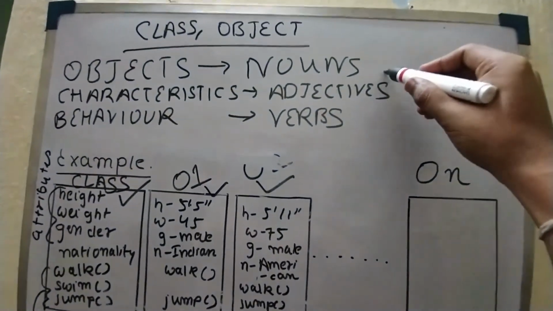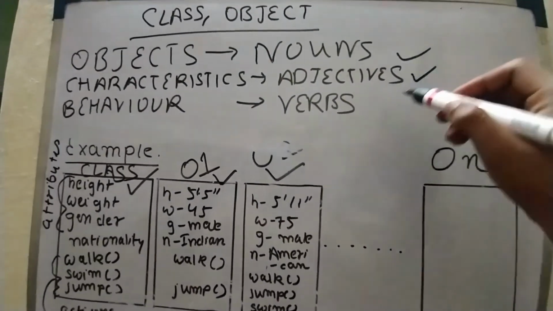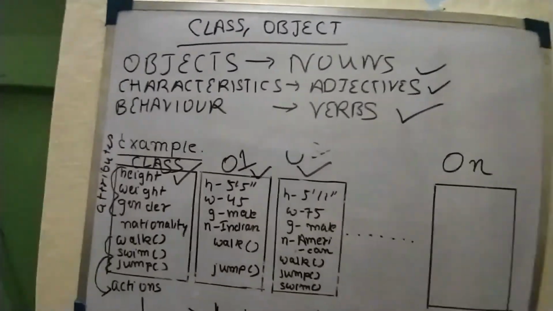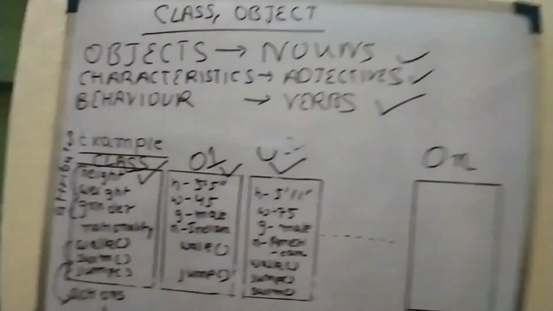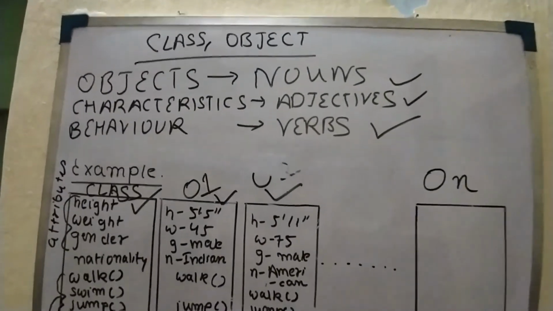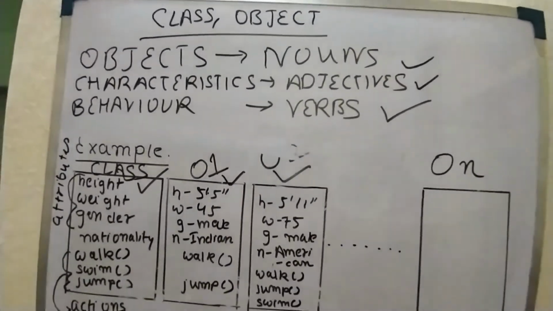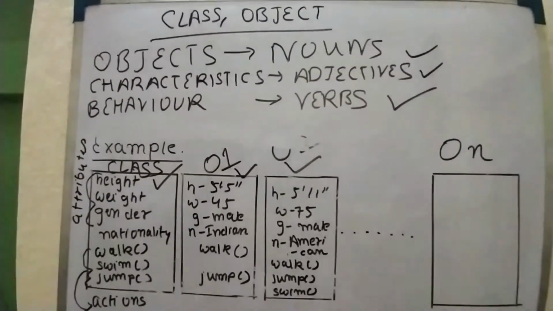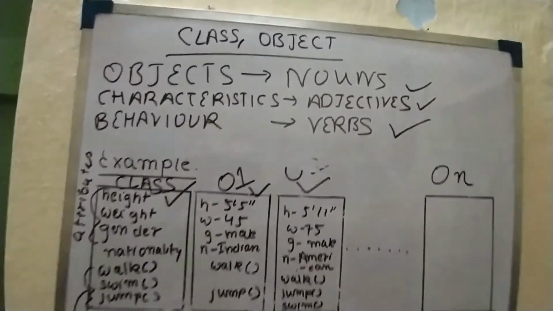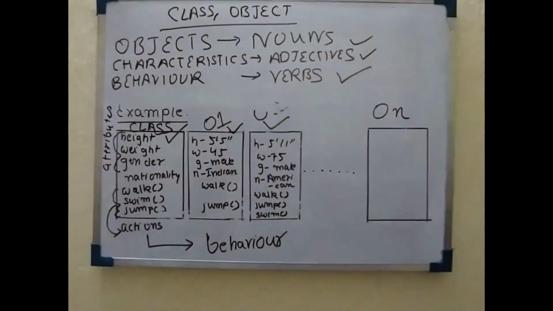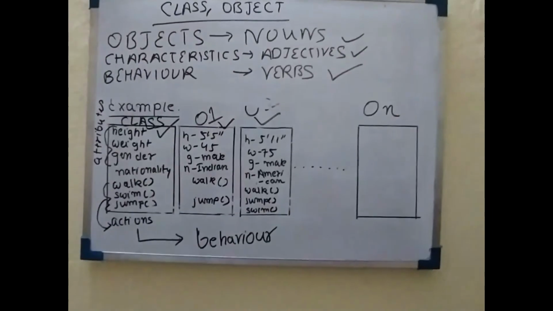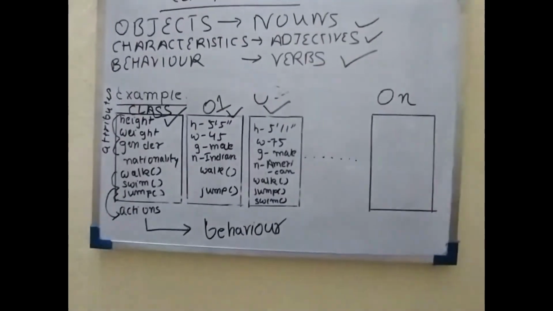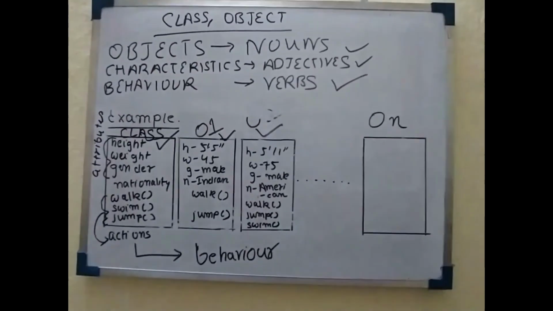So you can summarize it like this: objects are nouns, characteristics are adjectives, and behaviors are basically verbs. You can create an infinite number of nouns. A noun is basically a name, place, thing, or an animal. You can create adjectives like height, weight, gender, and nationality, and behaviors are basically verbs. All these are real-life examples, and I will try to explain the concepts in depth, in programming terms, after a few videos. Thank you.